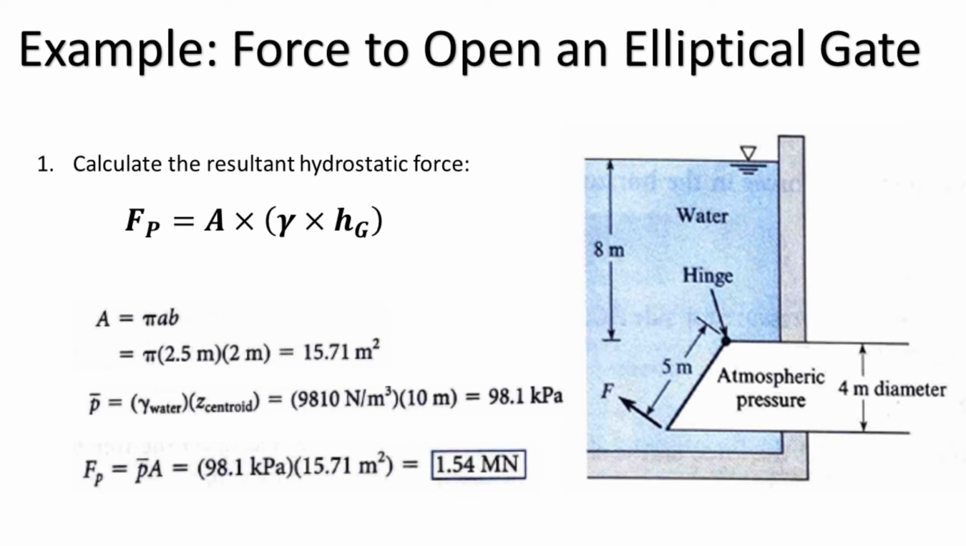The area of the elliptical panel is calculated using the area formula. We have A equals 2.5 meters and B equals 2 meters, resulting in a panel area of 15.71 square meters. The depth of the centroid is 10 meters, which is calculated using 8 meters plus half of the pipe diameter, 2 meters. The specific weight of water at 10 degrees Celsius is 9,810 Newton per cubic meter. Therefore, the resultant hydrostatic force is calculated using the hydrostatic pressure times area, and we have 1.54 million Newton.